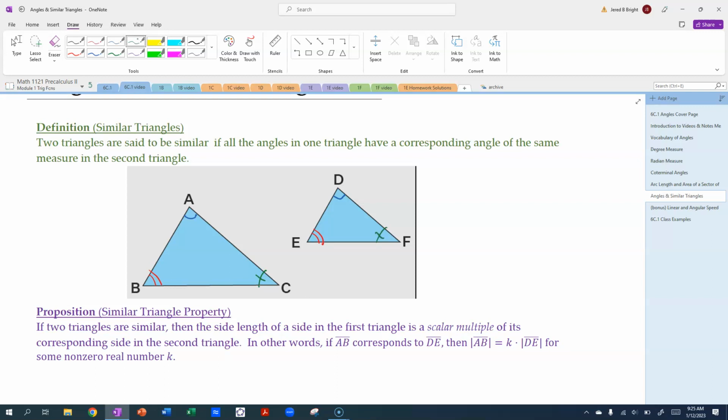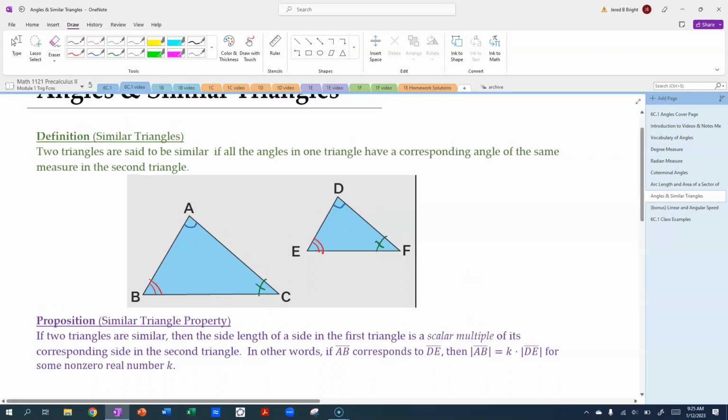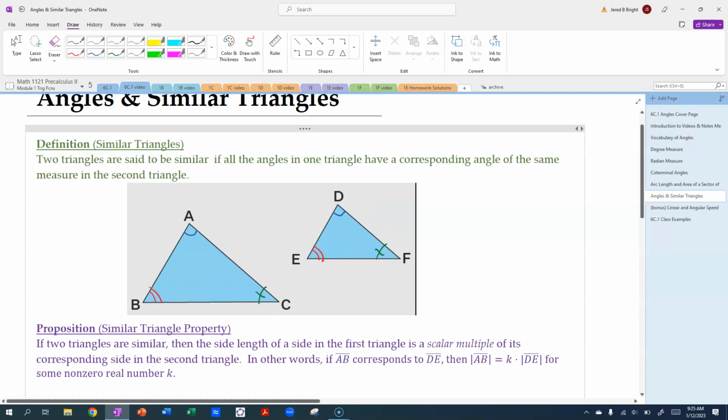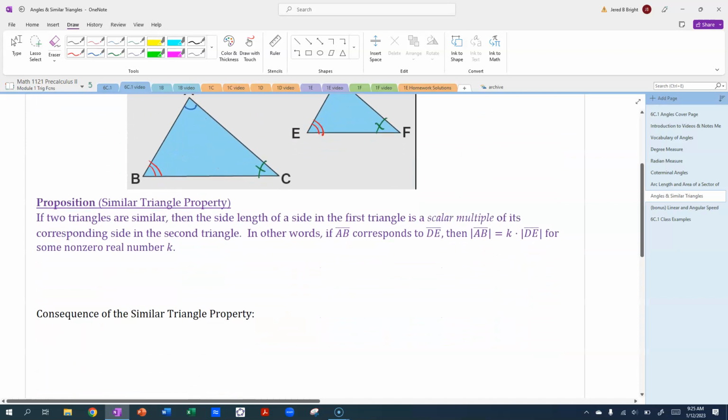In other words, we have the same angles in both triangles. That doesn't mean that the side lengths are the same. We'll talk about that in a moment here. But that's the idea of a similar triangle. We have matching angles. A consequence of this, I'm going to call the similar triangle property.